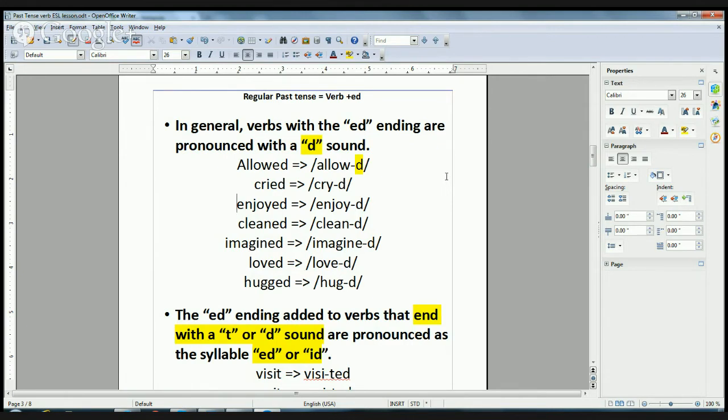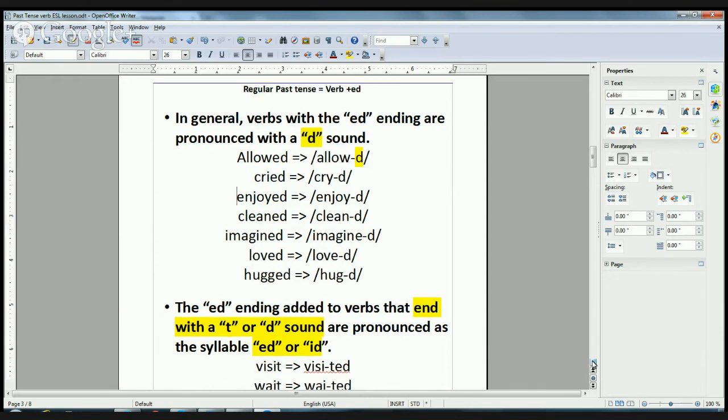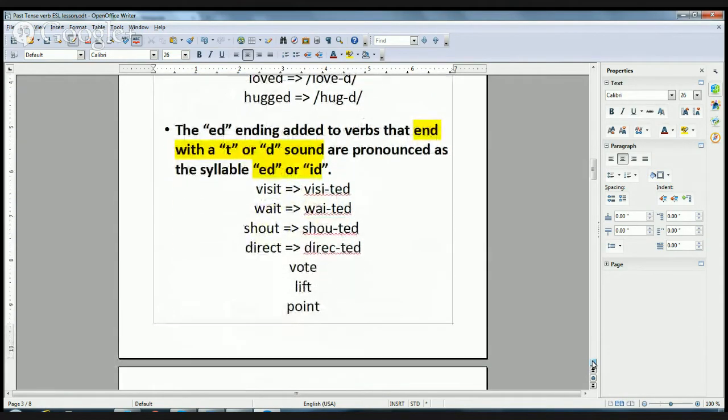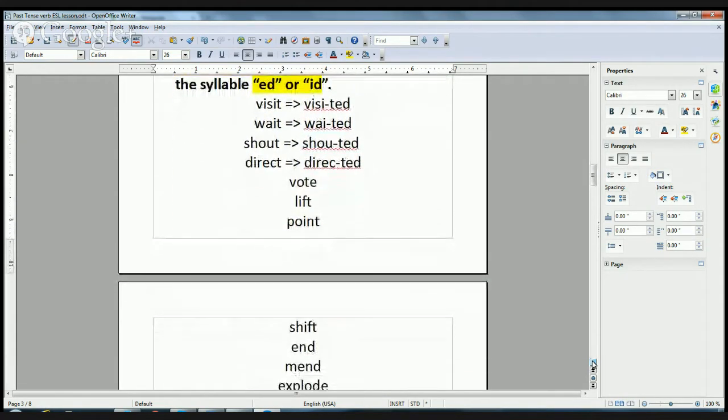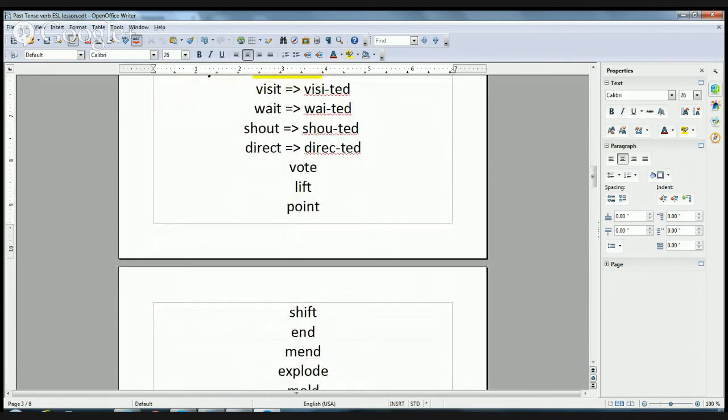Visited. Okay, do you hear the difference? Visited. All right, let's pronounce the rest of the words. Now, I did not form the past tense, so that's going to be your activity. Heide, what's the past tense of the next three words? Vote, lift, and point. Voted, lifted, pointed. Very good.